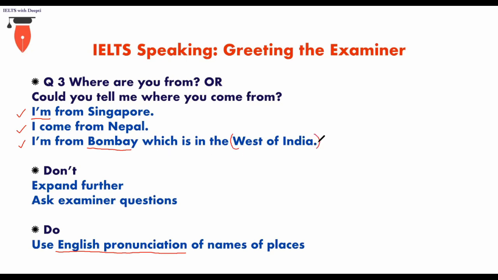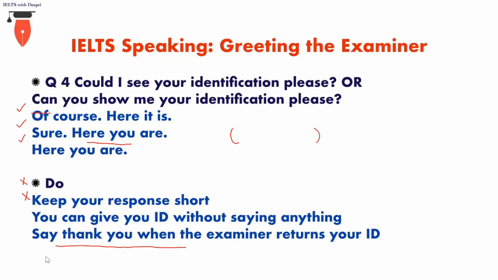So this much of elaboration is the maximum that you should go to. Do not expand further. Do not start talking about your city. And never ever ask the examiner a question like, where are you from? Please don't do that. Okay. So let's see what is the last question about.